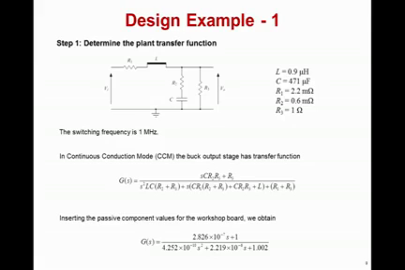buck output power stage shown here, you would use the equation shown halfway down the slide. G of S equals the large equation shown. As you can see, the constants for the inductor, capacitor, and resistor values can be input into this equation to generate the equation at the bottom of the slide. This is the transfer function for the buck power stage plant.